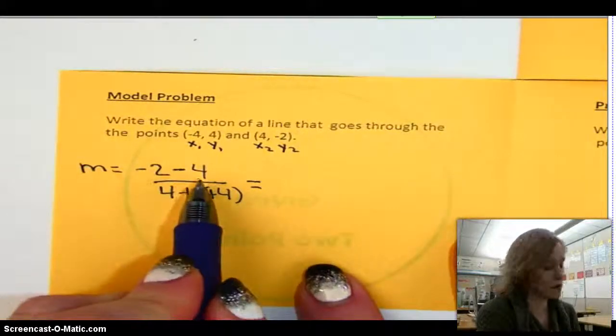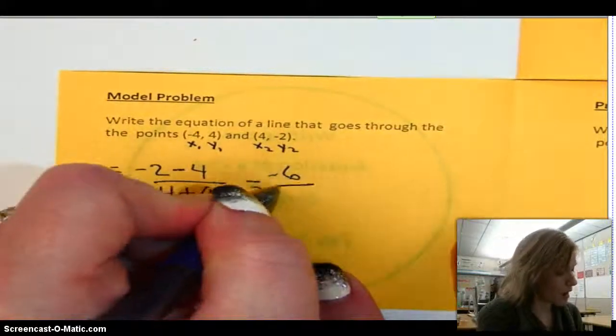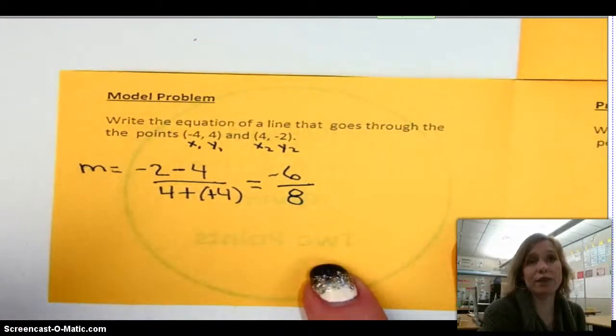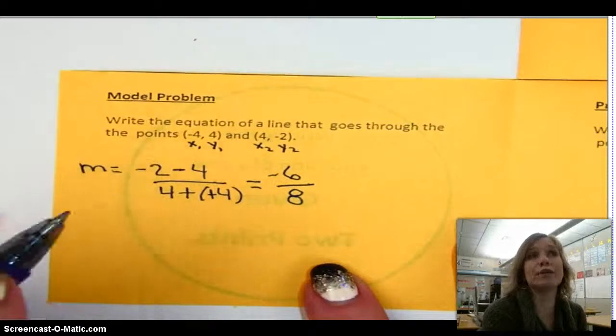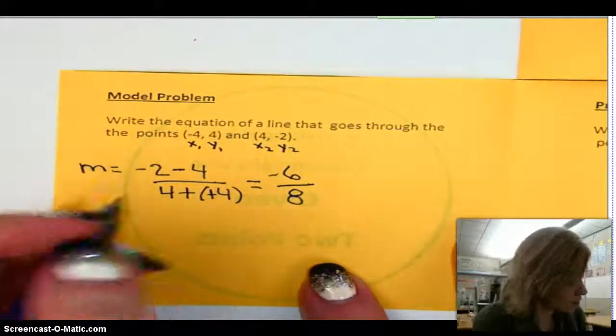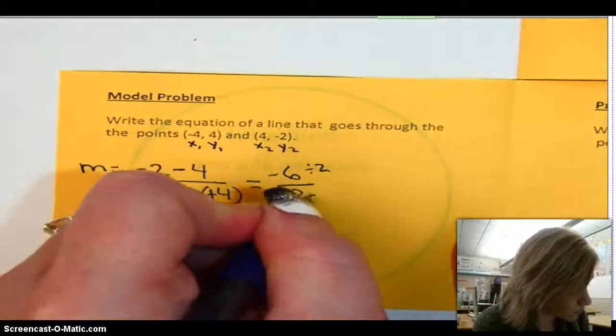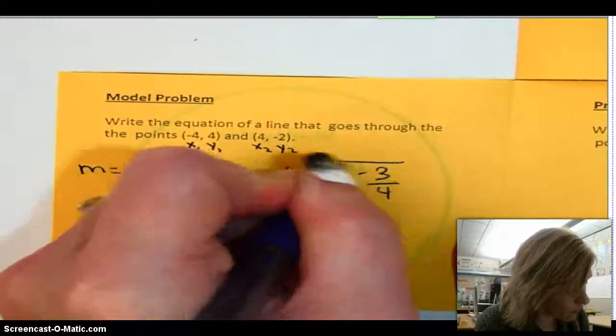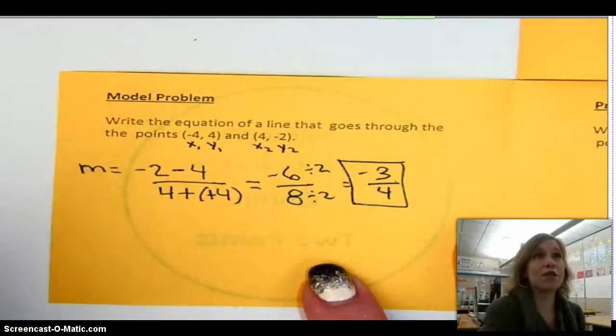-2 minus 4 is -6, and 4 plus 4 is 8. So our slope is -6 over 8, but it's not quite simplified because the numerator and the denominator are both even. So I can divide both of these by 2, and I get -3 over 4, and there's my slope. So now we found the slope.